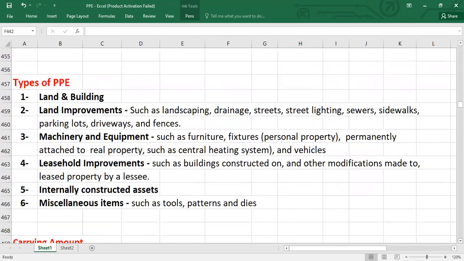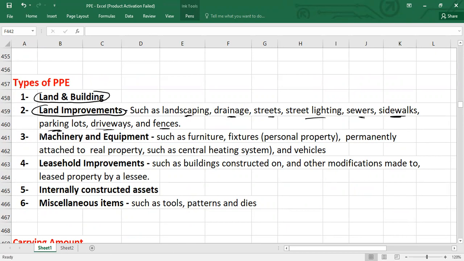So here we have types of property, plant and equipment. Your PPE can include land and building. It might also include land improvements such as landscaping, drainage system, maybe streets, street lighting, sewers, sidewalks, parking lots, driveways, and fences. So these are called land improvements.